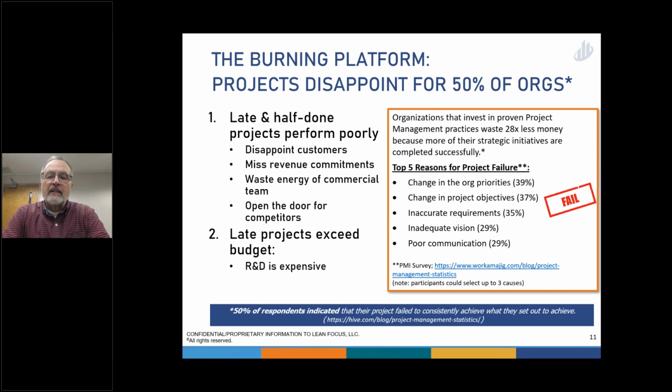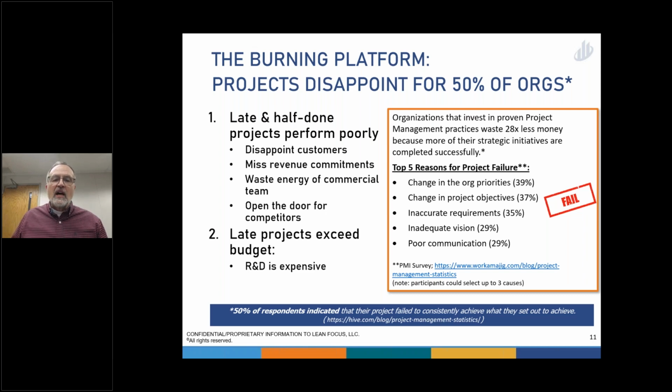And in another publication, we found that what are the top 5 reasons for project failure? And they're changing priorities, changing the project objectives, which is commonly known as scope creep, inaccurate requirements, which is we really didn't understand the project, we didn't really define it, inadequate vision. We didn't, we're coming out with version 7.3.2. Aren't customers going to be excited about that? And then poor communication about all these things, especially dates slide, the sales force doesn't know it, they get caught. We have changes in priorities, changes in resources, and all that communication.